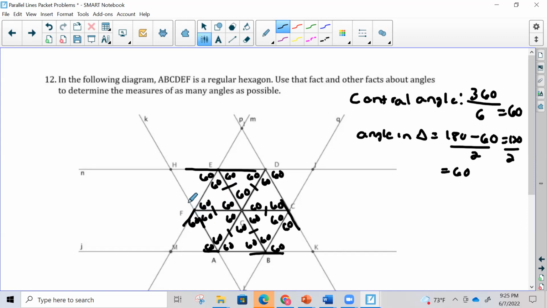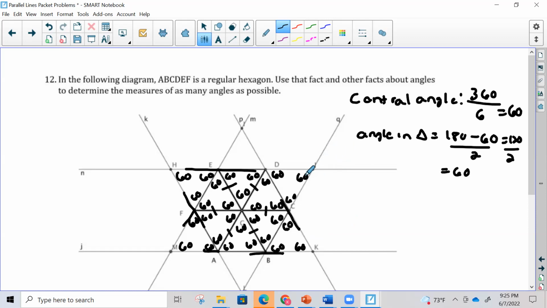If I use this line here, this is 60. I have two angles in a triangle that are 60. That's 120, and 180 minus 120 is 60. So again, all of these are equilateral triangles. This is 60, and this would have to be 60 again because it's on the straight angle.